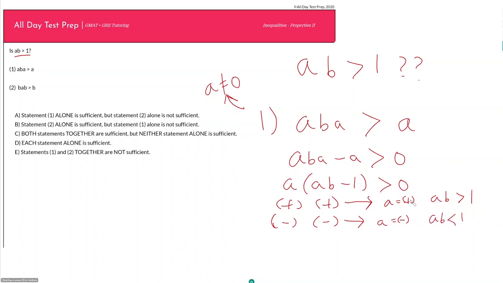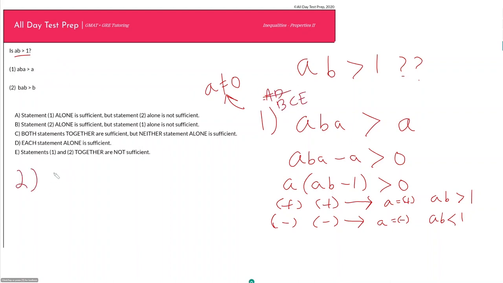So even though in each of these cases we know something about A, we don't know anything about B. Because, for example, down here, A must be negative, AB must be less than 1, but B could still be positive or negative. So AB can be greater than 1 or less than 1. So statement 1 is insufficient.